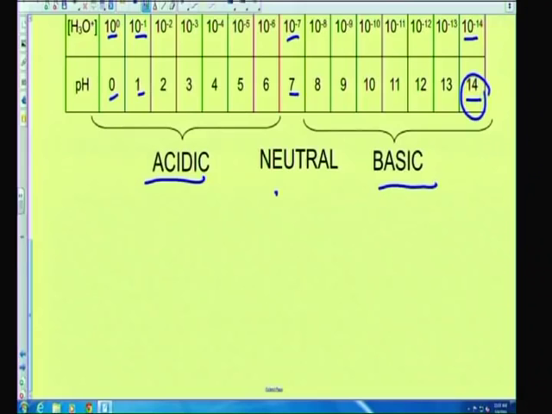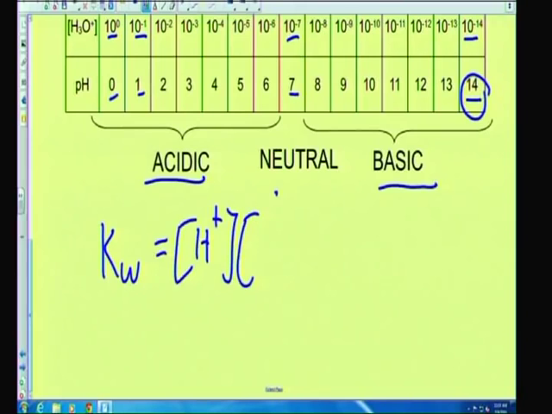Go back to it. The Kw is always going to be H plus times OH minus, and it's going to be set. It's going to be equal to 1 times 10 to the minus 14. We can increase the one, then we must decrease the other. Hope you've got that very clear. Make sure that you understand this pH scale. We're going to use it to do some calculations in a little while.